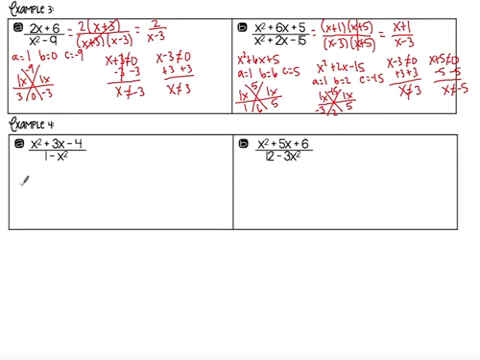On example 4, I need to factor the top and the bottom, so I'm going to start with x squared plus 3x minus 4, and I'm going to do the star method. So my a would be 1, my b would be 3, and my c would be -4. So I'll be looking for two numbers that will multiply together to give me -4, but add to give me +3. So a +4 and a -1 will do that. So my top factors will be x minus 1 times x plus 4.